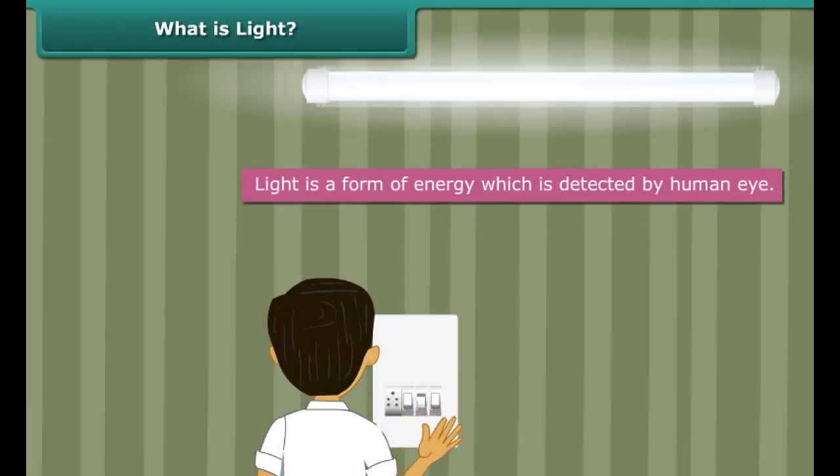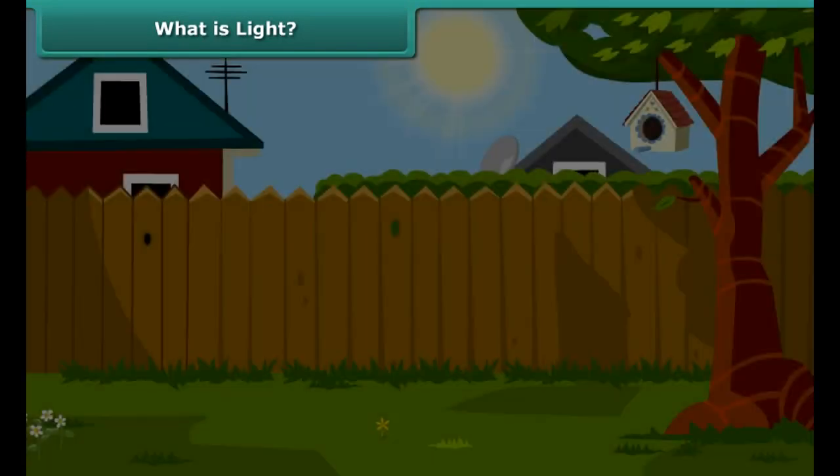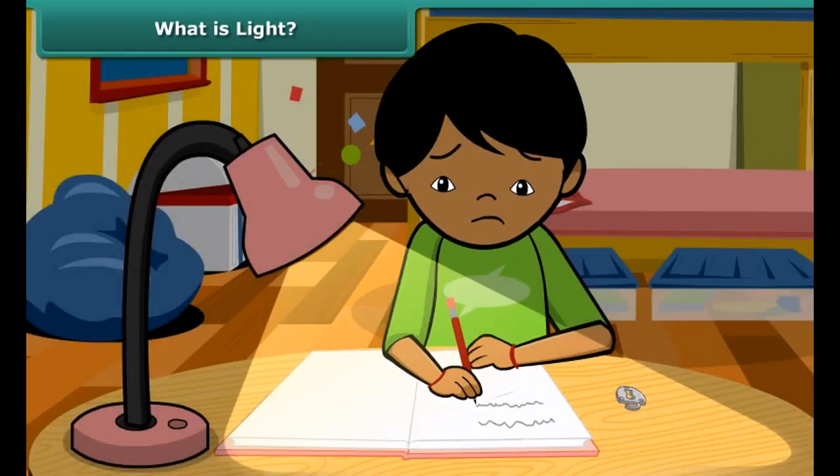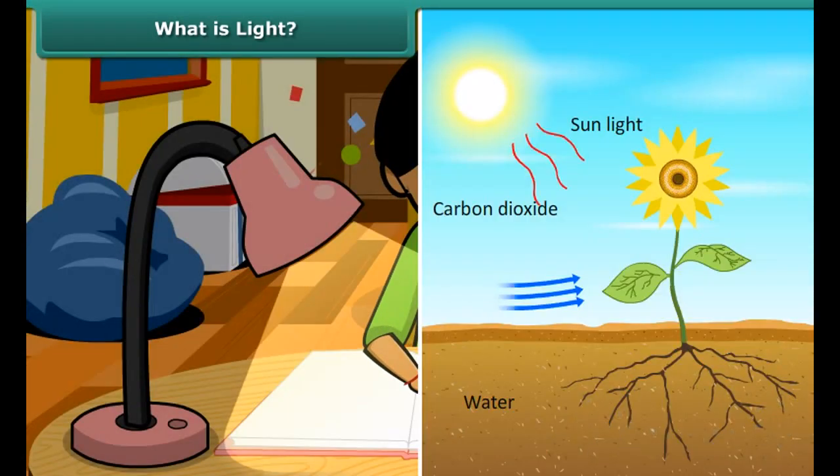What is light? Light is a form of energy which is detected by human eye. It is everywhere around us. It not only helps us to see things, but it is also needed by plants to produce food for us.